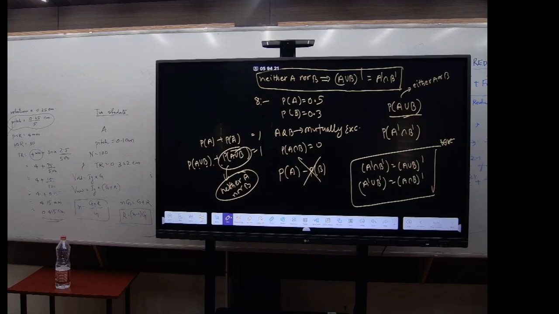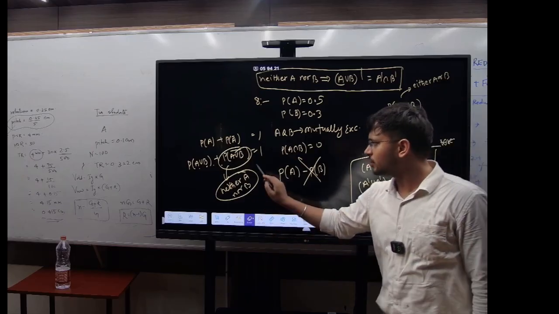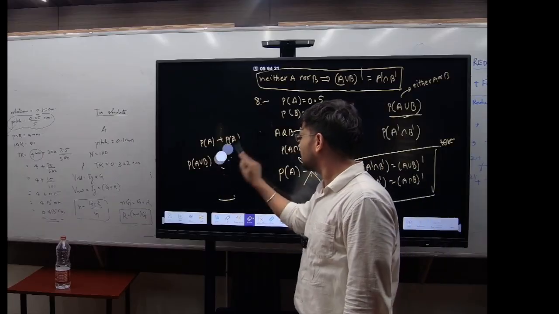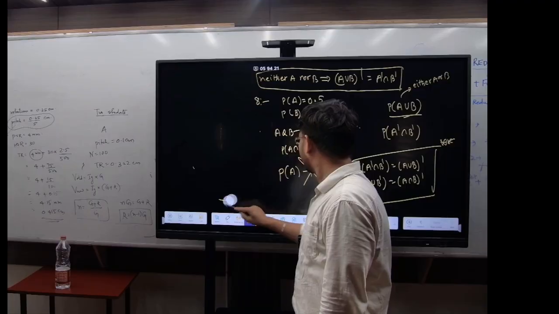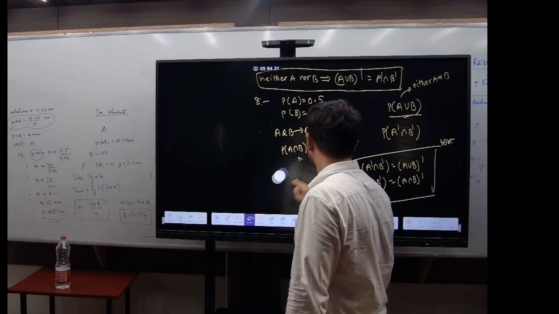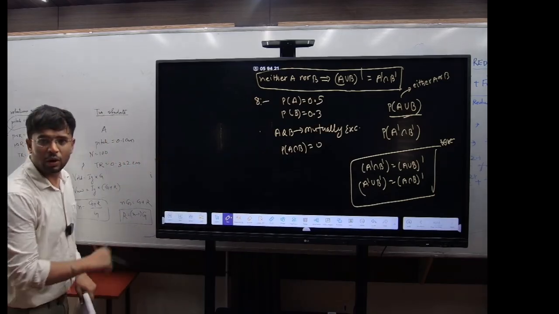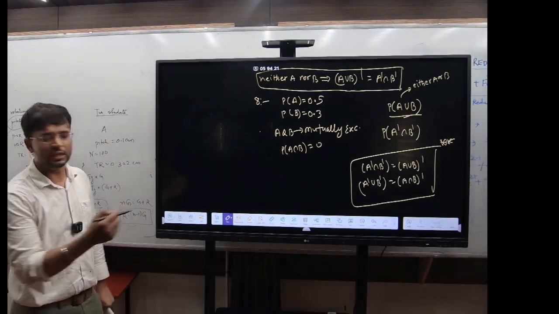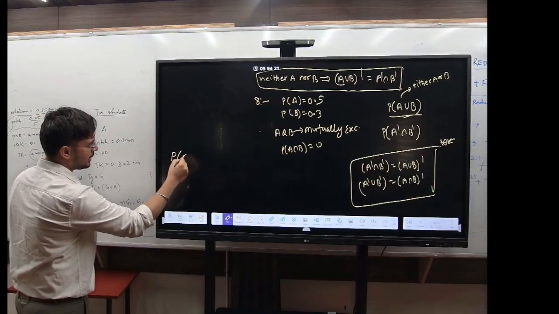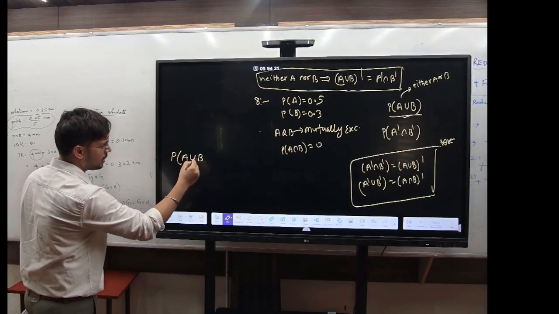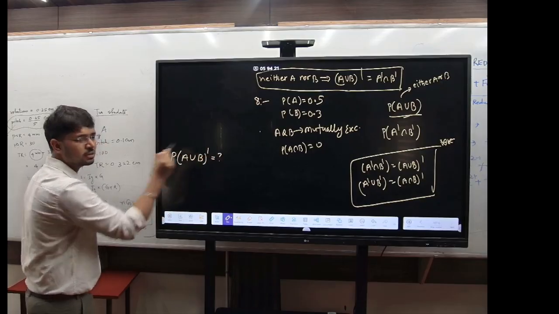Now you guys tell me what is the answer? 0.2, it is coming. I am going to erase this. What is given? The question is: what is the probability that neither A nor B will occur? This is what they have asked.